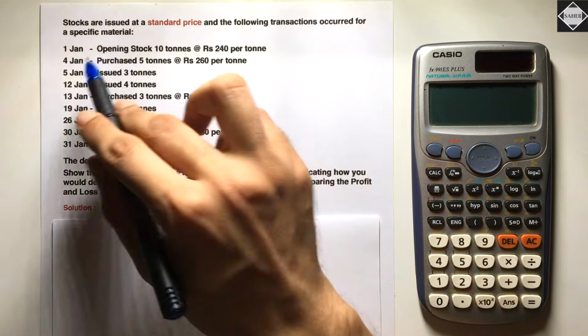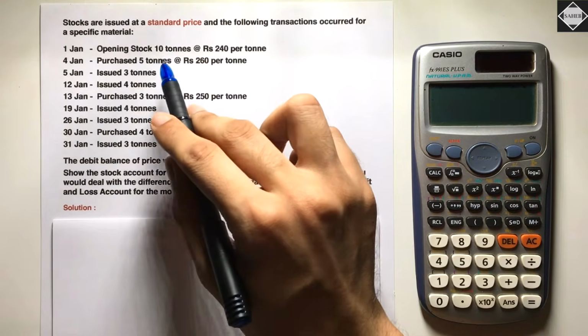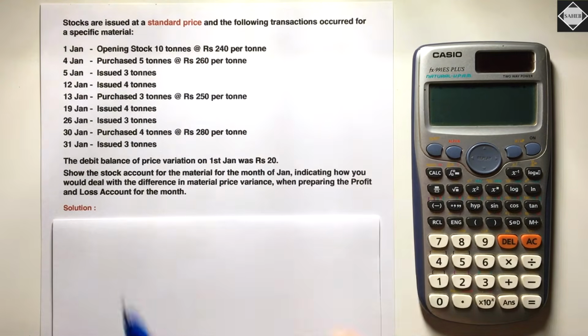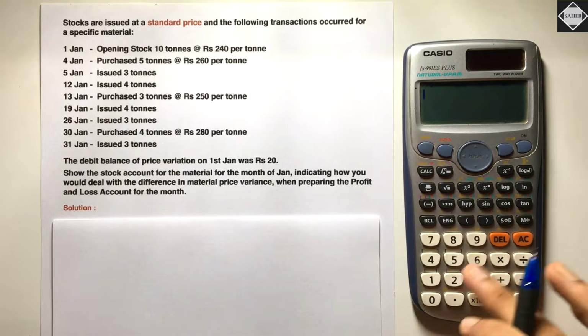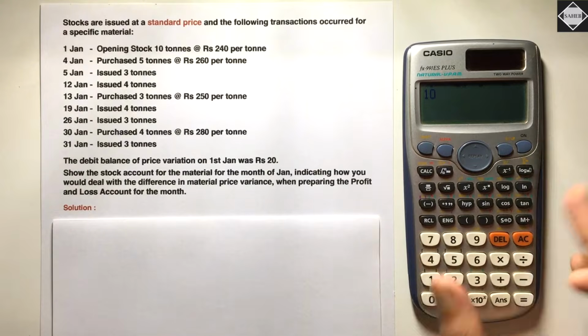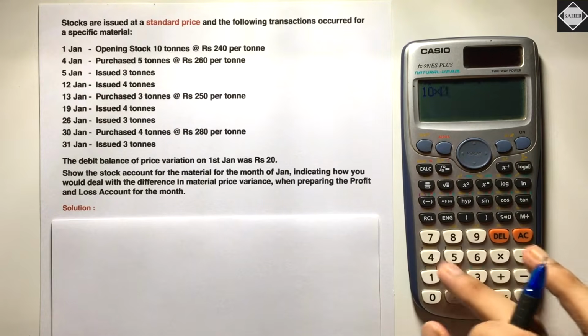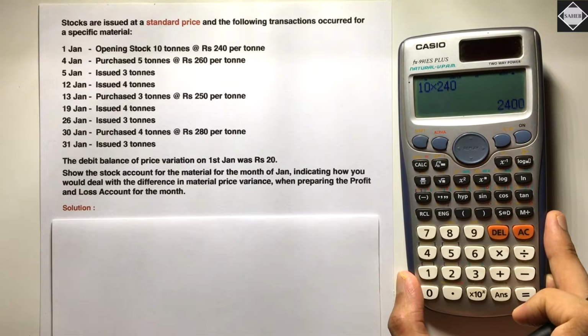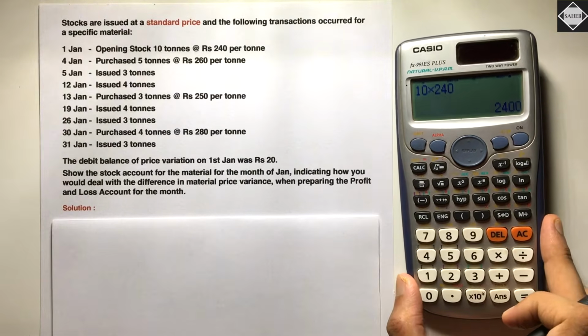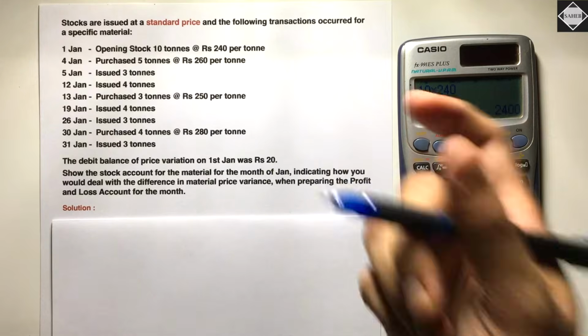Yes, we do. See here, 1st January, opening stock 10 tons at rupees 240 per ton, right? So just multiply and calculate the value. 10 is the quantity, tons, multiplied by 240, which is the price per ton. So that's equal to 2400. 2400 is the opening stock value, the amount.